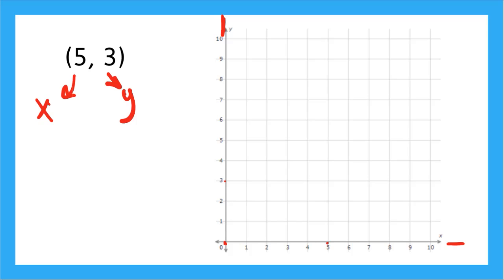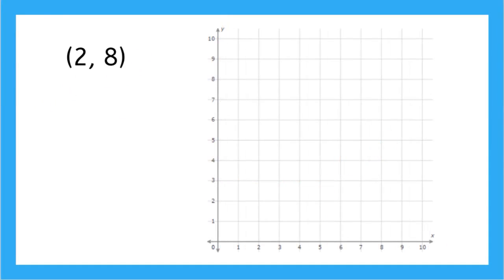Now it's where those points meet. Right here, that's the point that's represented by these coordinates. So I can label it 5, 3. Nice work. Let's do another one.